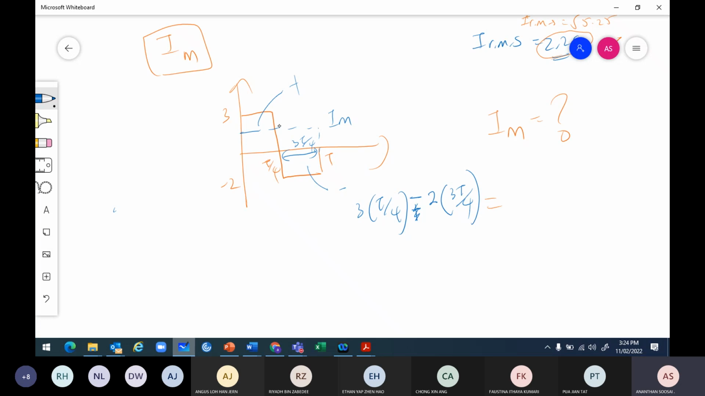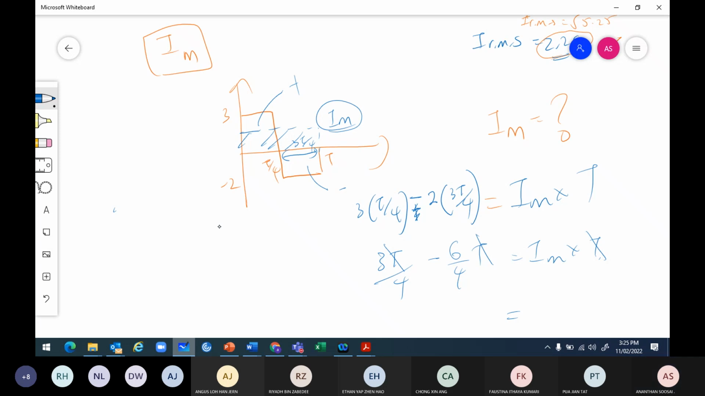Later we convert it to a rectangular area like this. So the height is the mean. So this equals I mean times period. So this is the mean current. For this case, how much is the mean current? 3T over 4 minus 6T over 4 equals I mean times T. So I got a negative answer for this case.